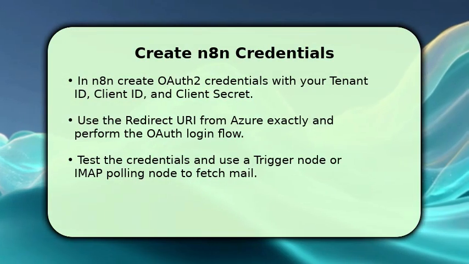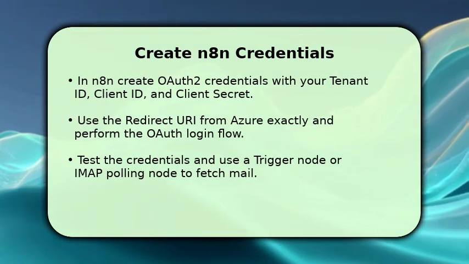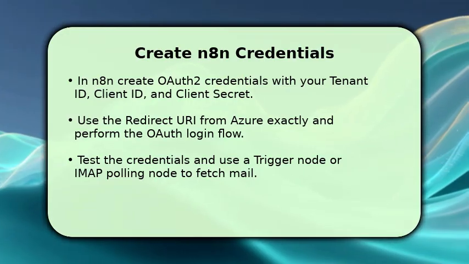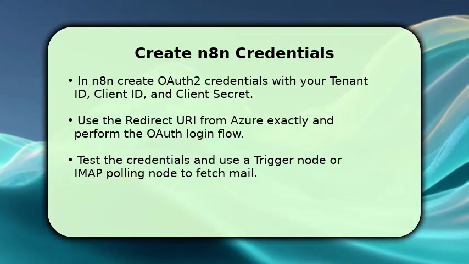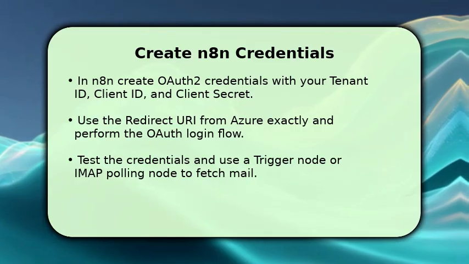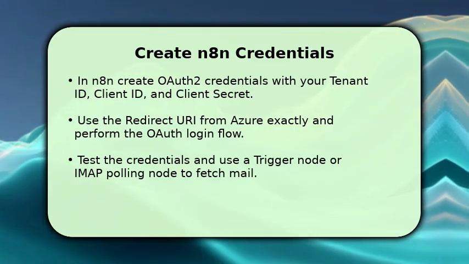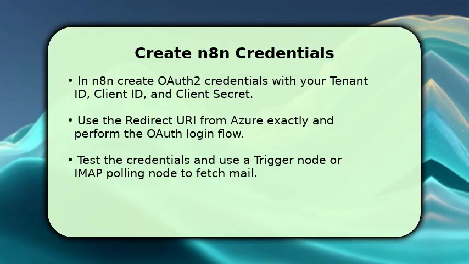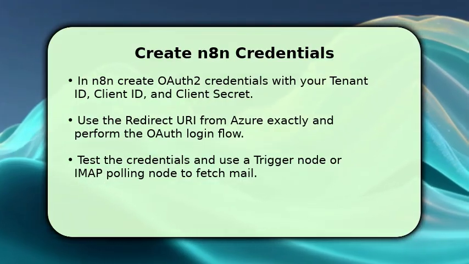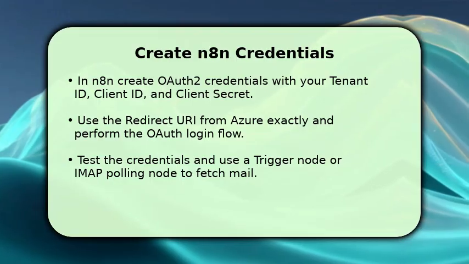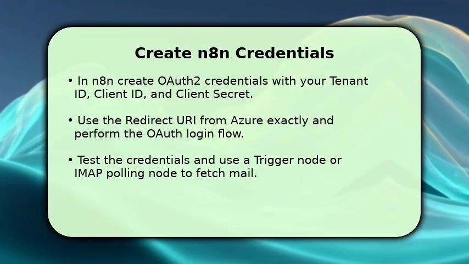Open N8n and navigate to the Credentials section to create Microsoft OAuth 2 credentials. Enter the tenant ID, client ID, and the client secret you copied earlier into the fields. For the authorization URL, use the Microsoft OAuth v2 endpoint with your tenant ID included.